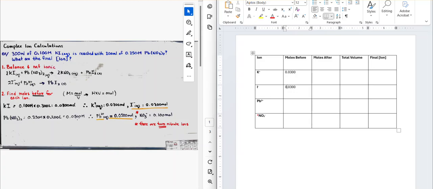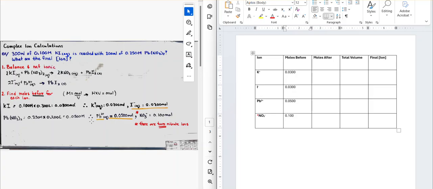For the lead, I'm going to do the exact same process but use its value, so 0.25 times 0.2. For the lead, that gives me 0.05. Let's put a 0 in front. And for the nitrate, this is going to give me 0.1 moles because there's twice the amount. There's 2 nitrate ions when it breaks up.